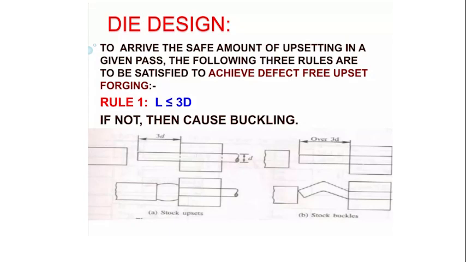Then these are the 3 rules for die design in upsetting. First, your L should be less than 3D. D is the diameter of your workpiece, and L is the unsupported length of the workpiece, the part outside the die that is going to be deformed. That should always be less than 3D. If it is over 3D, it will buckle. If it is less than or equal to 3D, it will upset.